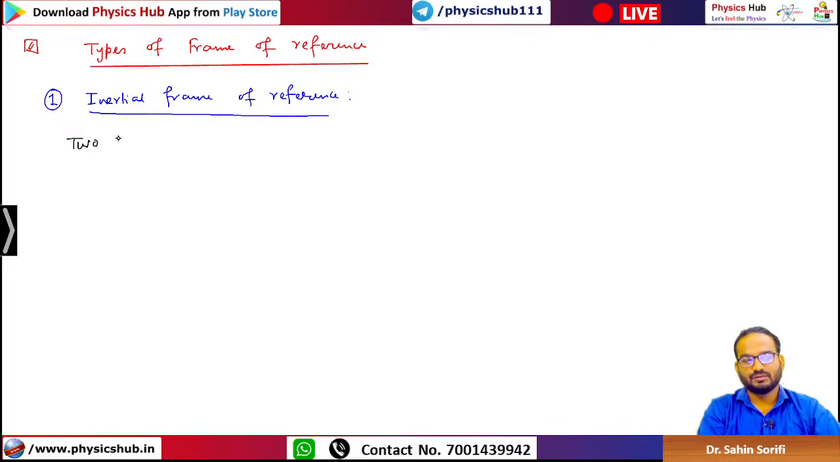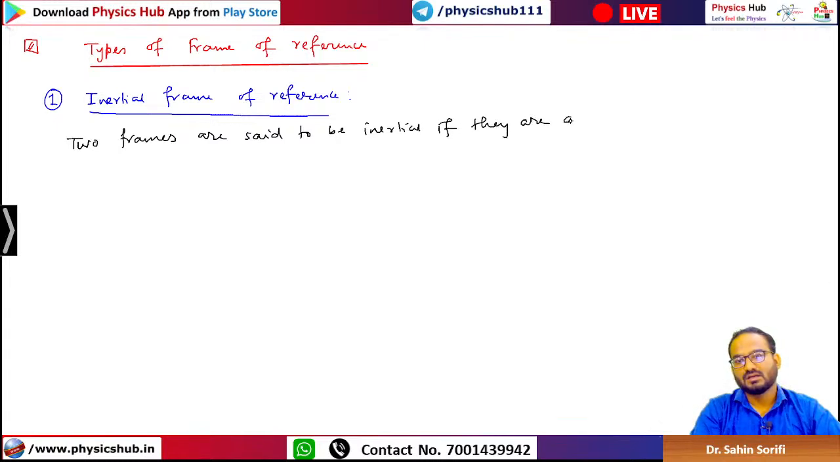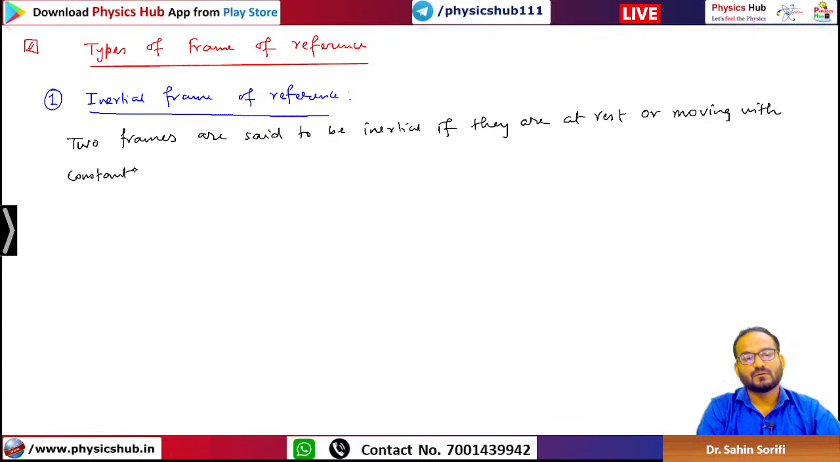So two frames are said to be inertial if they are at rest or moving with constant velocity with respect to each other.